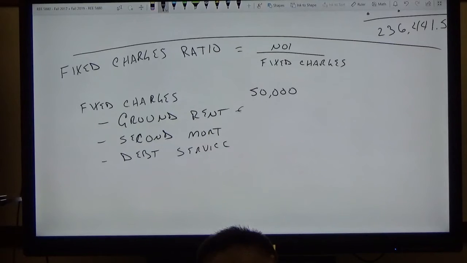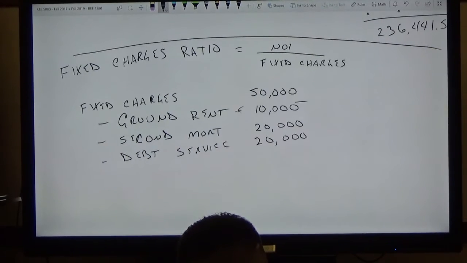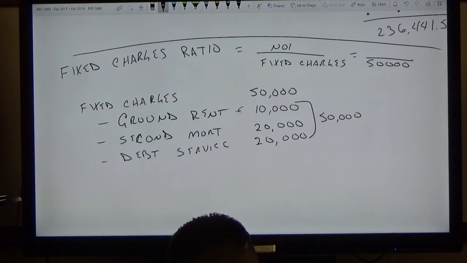Okay. So just for fun, what's going to be our ground rent? Let's say 10 grand, 20 grand, and what does that leave us here? 20 grand, all right, for a total of 50 grand. Okay? So those are our fixed charges, all right? So fixed charges, 50 grand, and let's say that our net operating income is 75 grand, then that means our fixed charges ratio is $1.5.